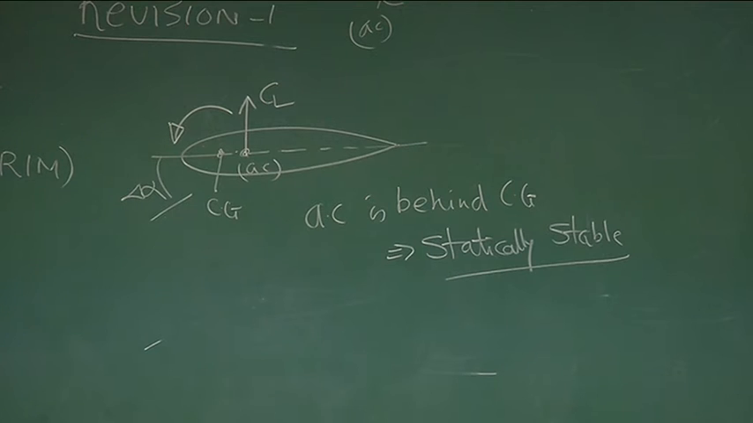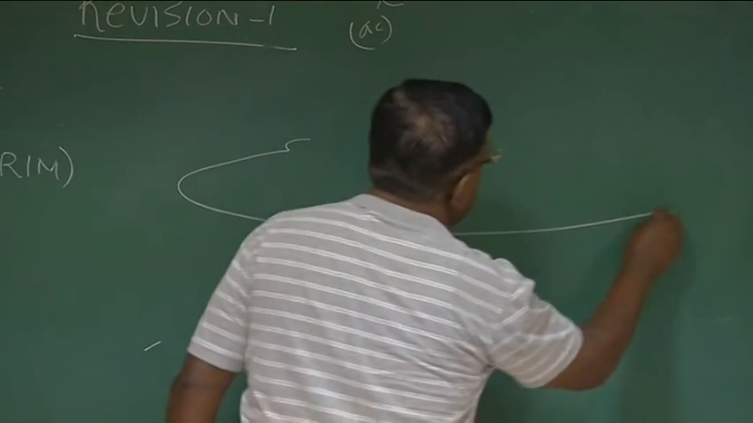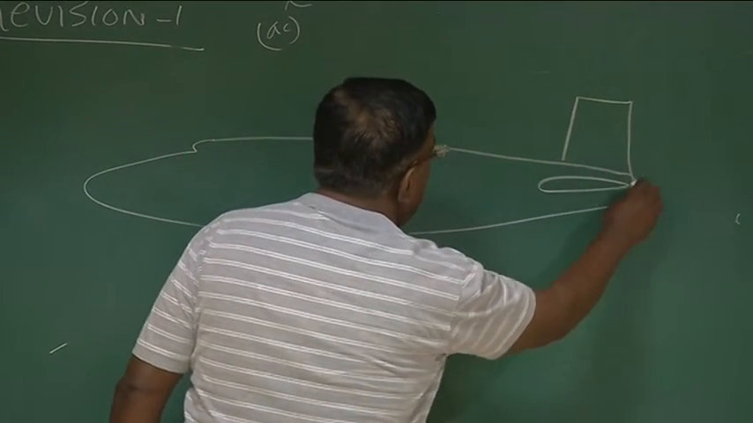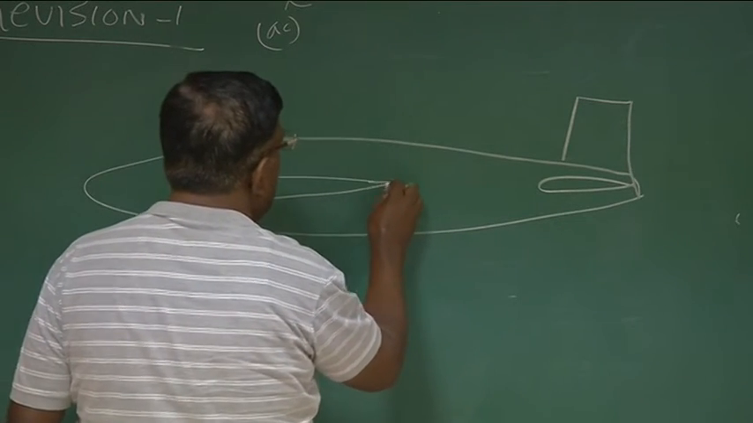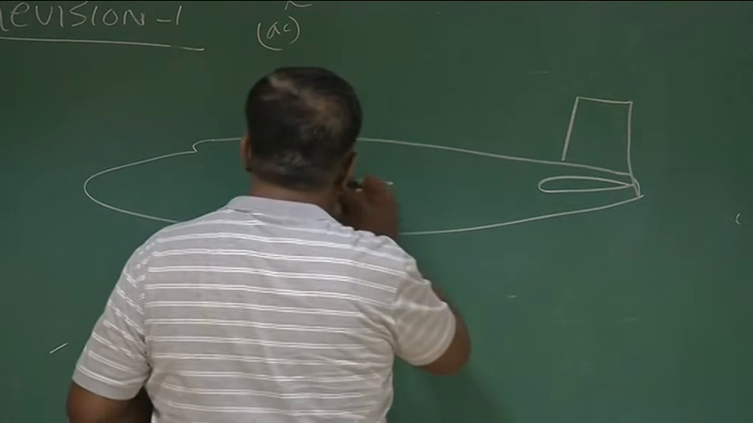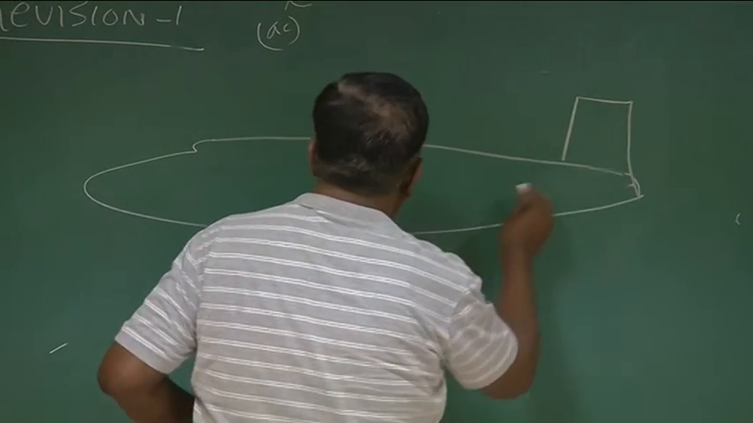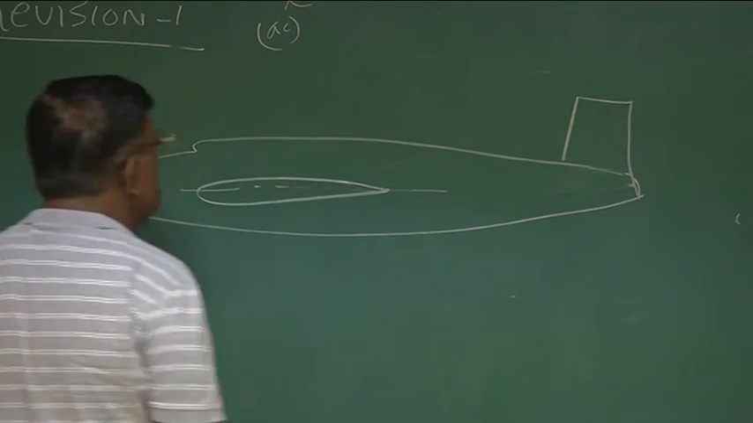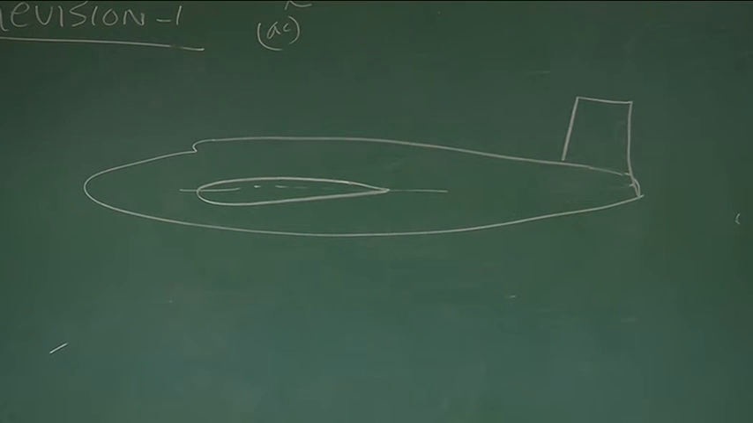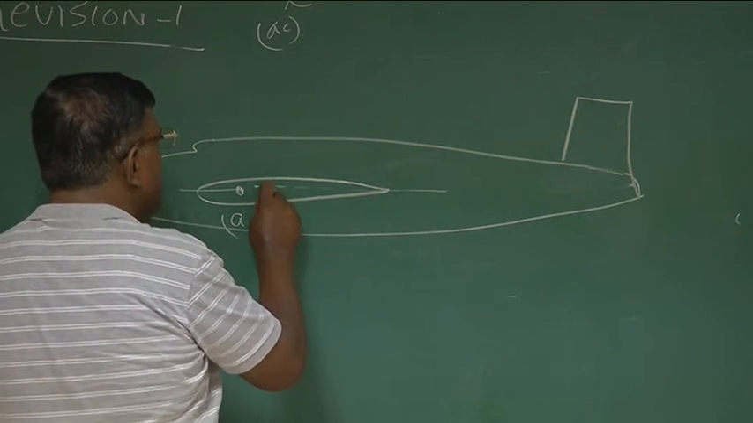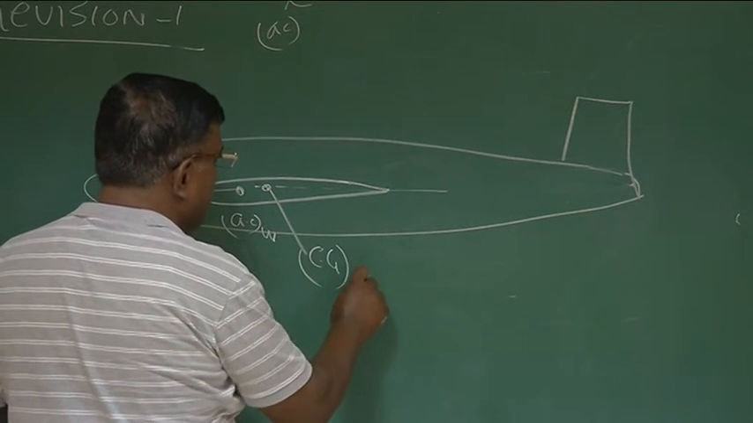This is fine for a flying wing. But when you talk about an aircraft, what happens? When it is an aircraft, if I draw an aircraft, suppose this is an aircraft where it has a wing. Now, let's say the AC of the wing is ahead of CG of the aircraft.